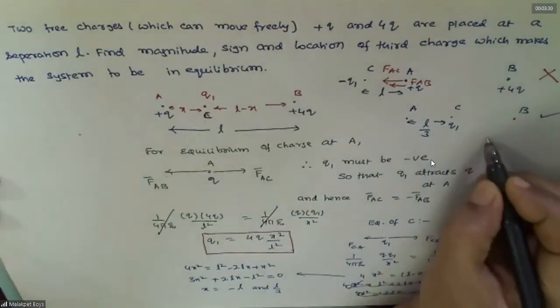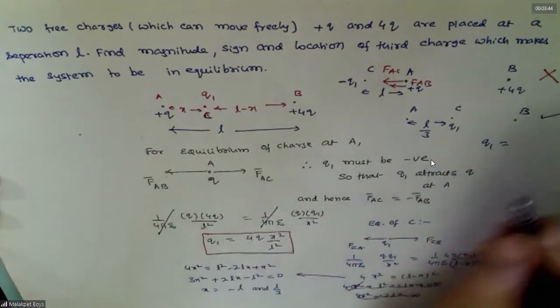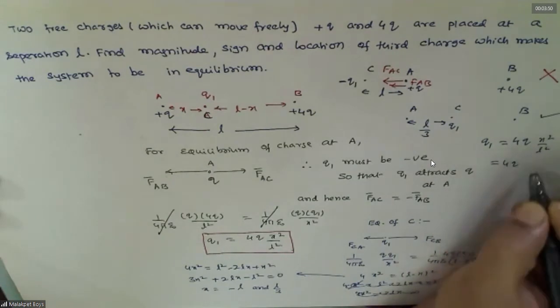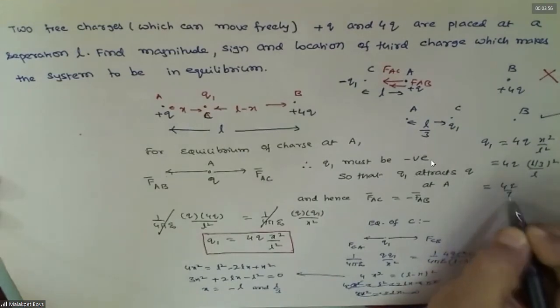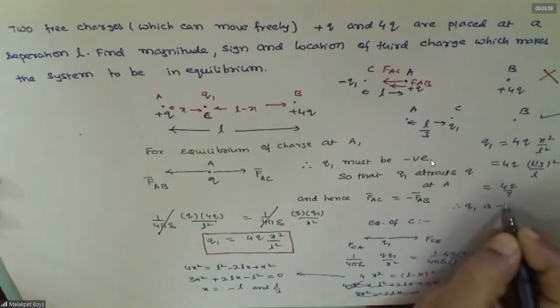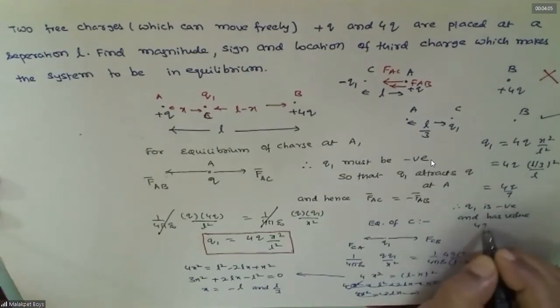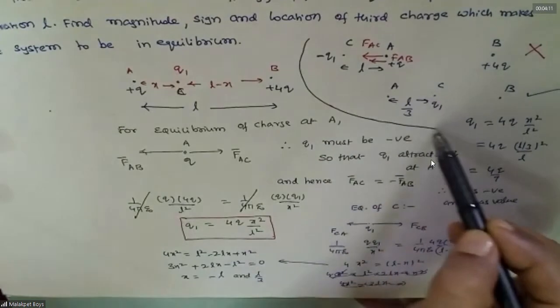And you can get Q1 also. Four by 9q. Understood this? Yes, sir.